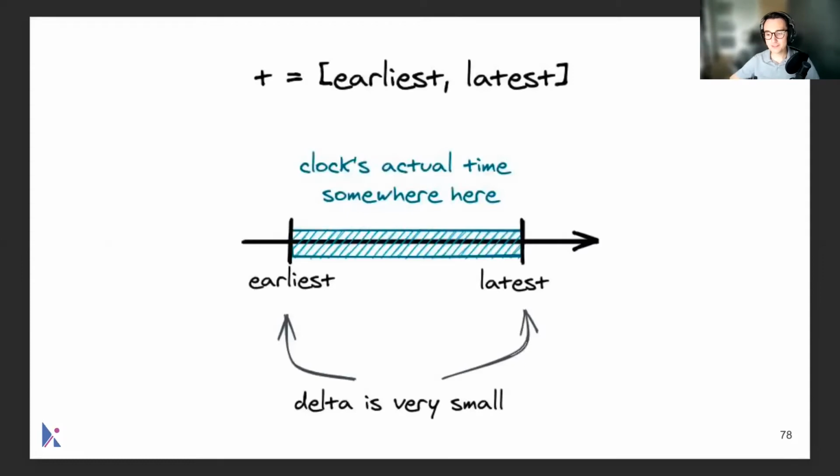Unlike the standard approach, a TrueTime timestamp is not a single value, it is a group of values. Those are two values that create a range. So we have an earliest and a latest timestamp. And TrueTime guarantees that the actual time, the real one, will be somewhere in between those two. Of course, this would be quite useless without the promise that the delta between those two is very, very small and predictable. And this is the case for TrueTime.